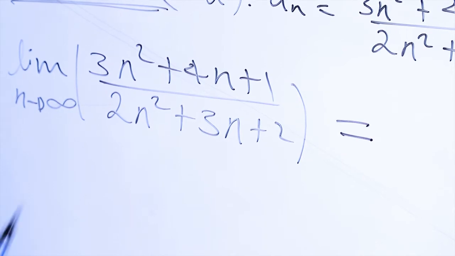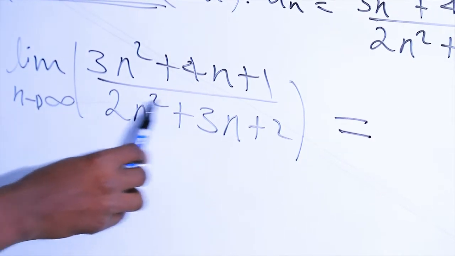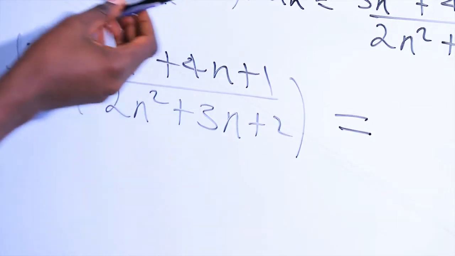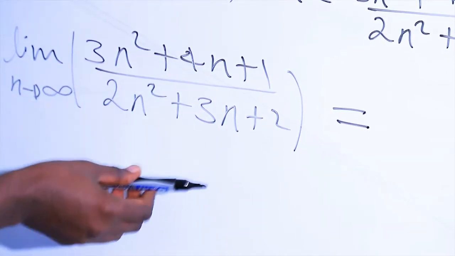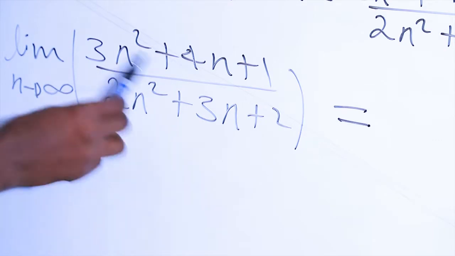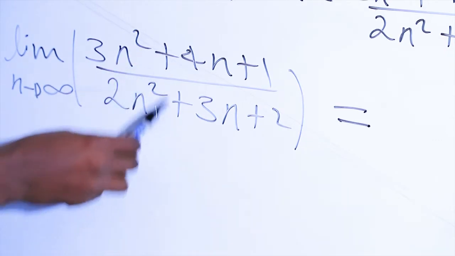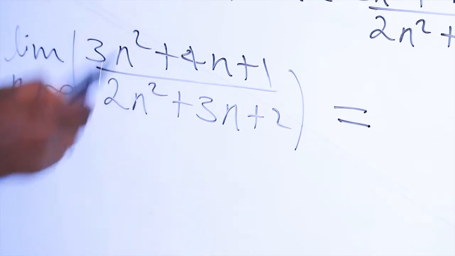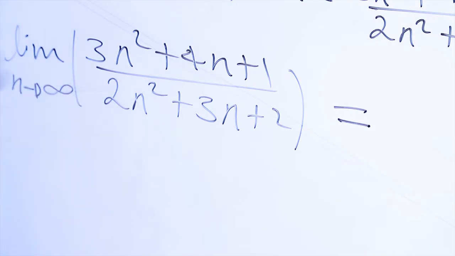Because it is a polynomial over a polynomial, which is called a rational function, we must divide every term of the denominator and the numerator by the highest degree term in the denominator part.